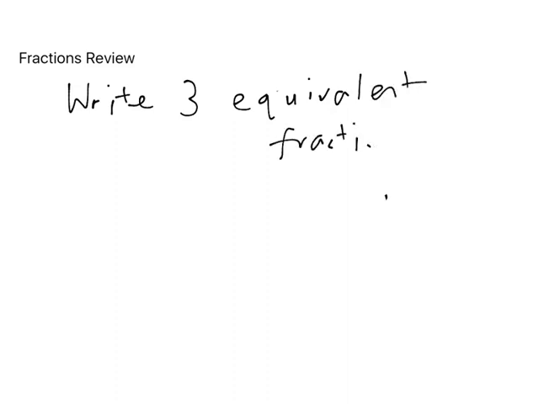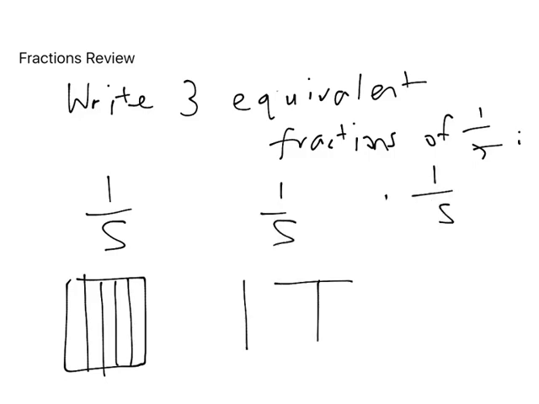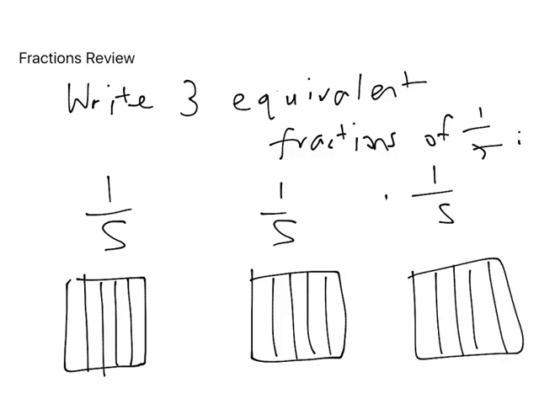So for example, let's say we want to write 3 equivalent fractions of 1/5. Well, with 1/5, we want 3 equivalent fractions, so I'm going to make them all the same. 1/5. They have to be the same size. 1/5. We're talking about one piece out of 5, 1 piece out of 5, 1 piece out of 5.